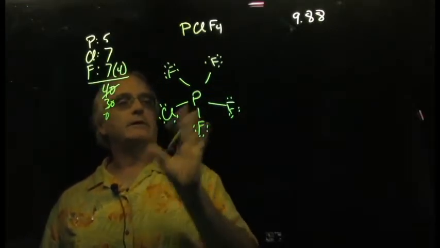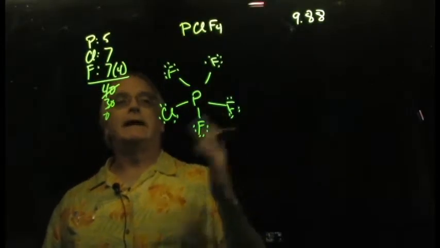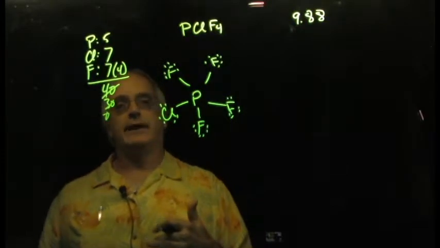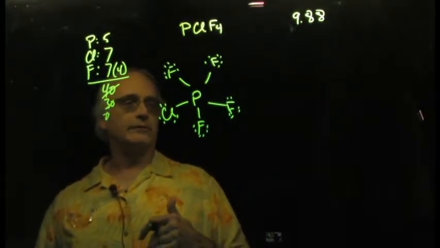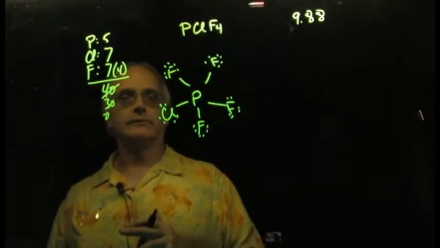Now, of course, we have to turn our attention to the central atom. I have no more electrons to give it. It certainly doesn't need any. It has 5 bonds on it. It has more than the normal valence electrons. It has 10, but that's okay. This is the type of molecule where this would occur.